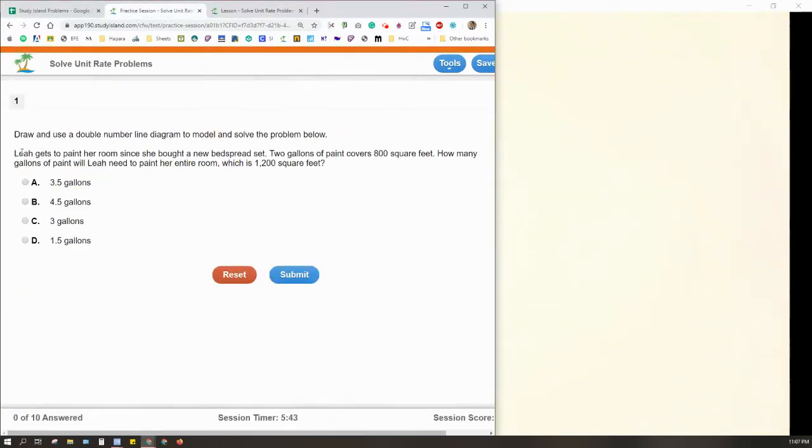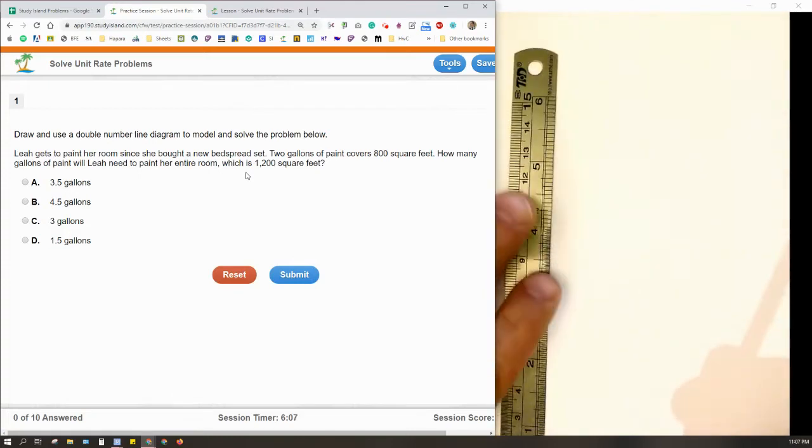For the first problem, Leah gets to paint her room since she bought a new bedspread set. 2 gallons of paint covers 800 square feet. So right away, 2 gallons of paint covers 800 square feet. How many gallons of paint will Leah need to paint her entire room, which is 1,200 square feet? So let's go ahead and do a double number line diagram.